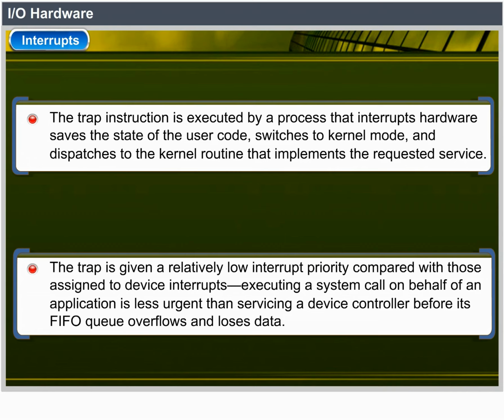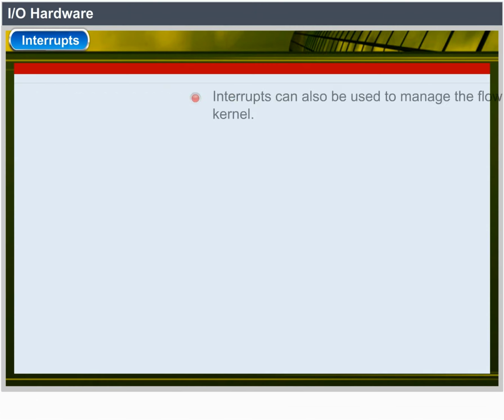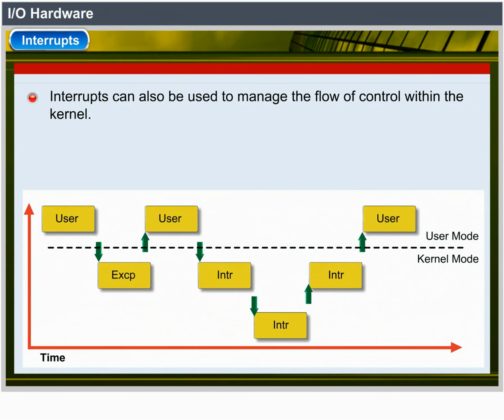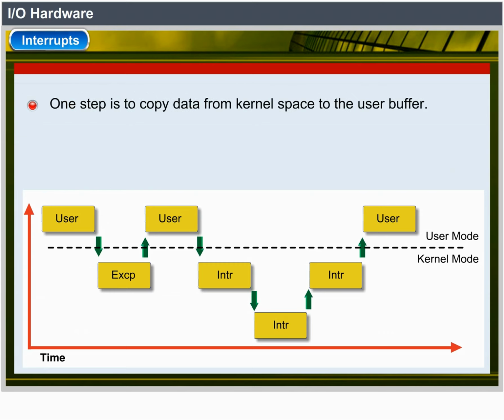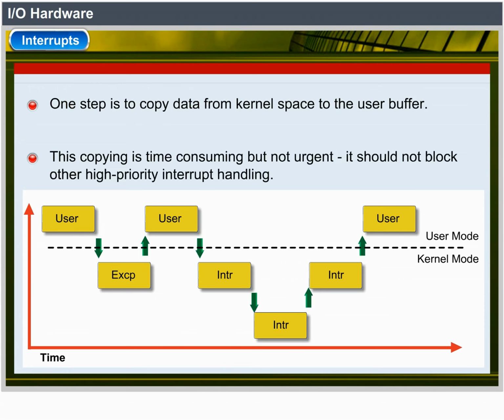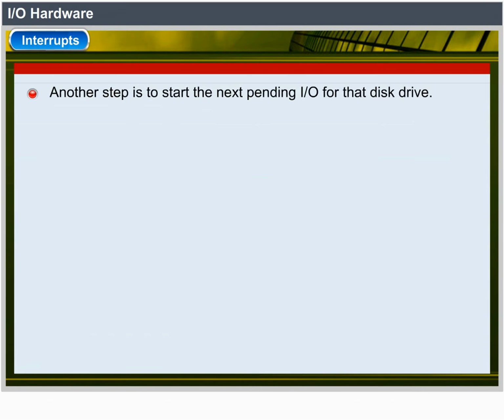Interrupts can also be used to manage the flow of control within the kernel. For example, consider one example of the processing required to complete a disk read. One step is to copy data from kernel space to the user buffer. This copying is time-consuming but not urgent. It should not block other high-priority interrupt handling. Another step is to start the next pending input-output for that disk drive. This step has higher priority.